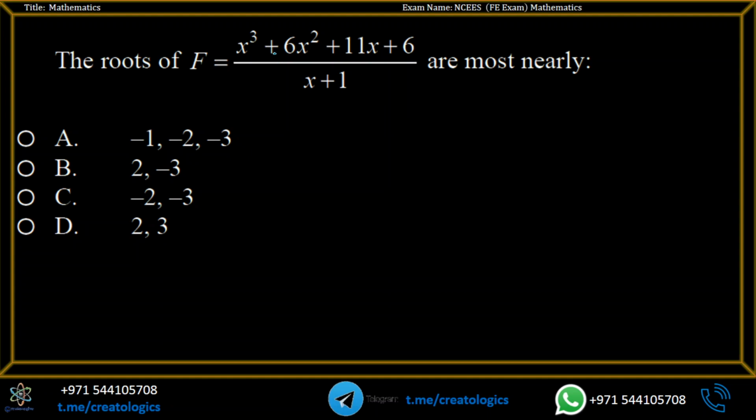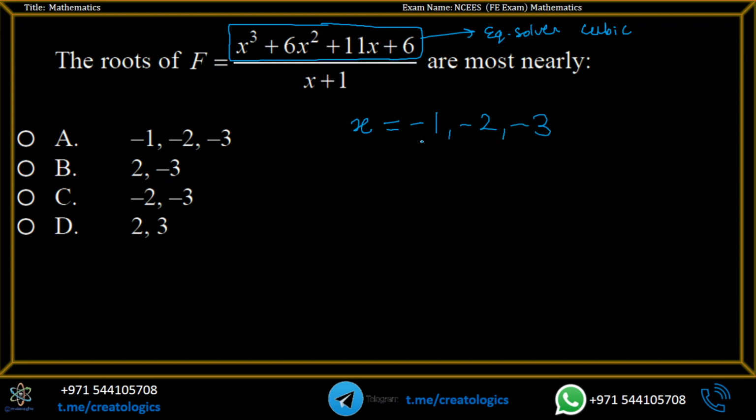So here what you can do is just use the numerator part. Take this portion and in your calculator put it under the equation solver, cubic equation. If you put it, you will get your 3 values of x. They come out as minus 1, minus 2 and minus 3 using the calculator.